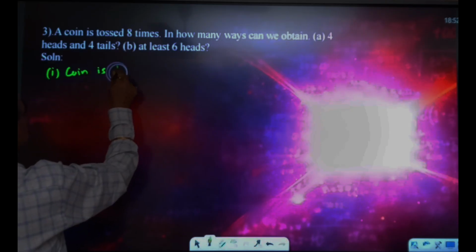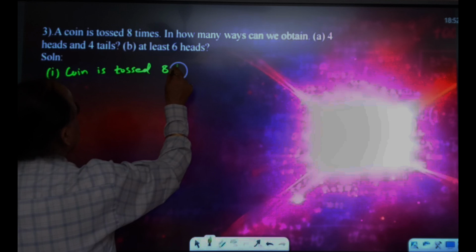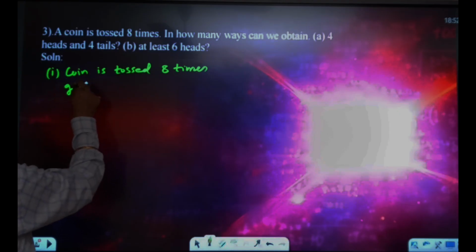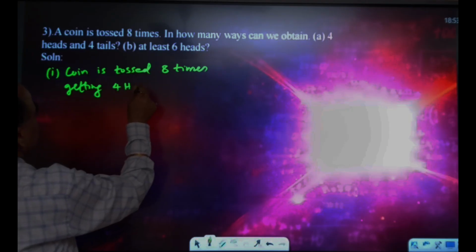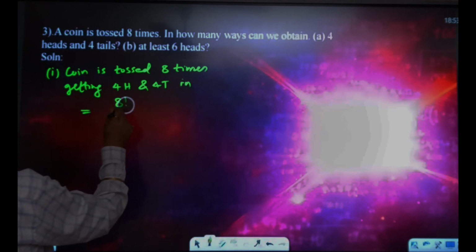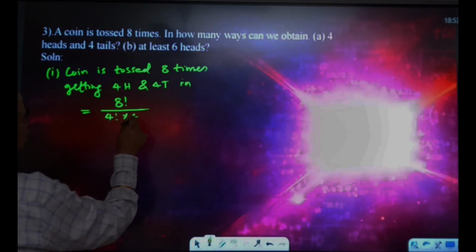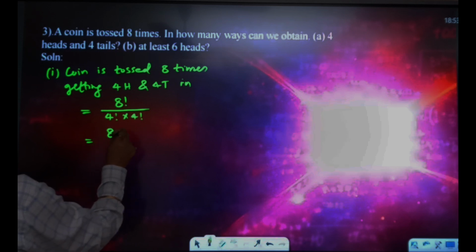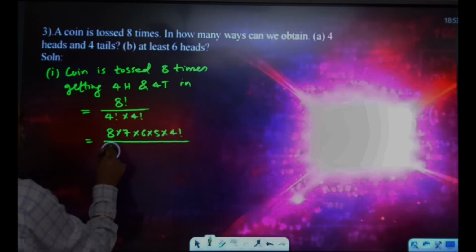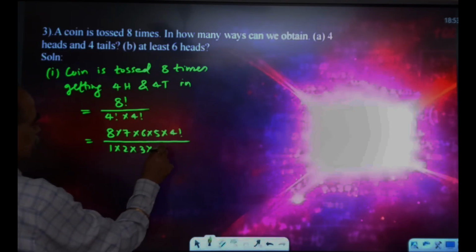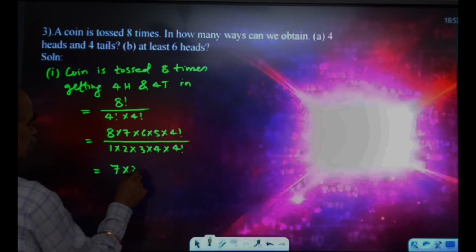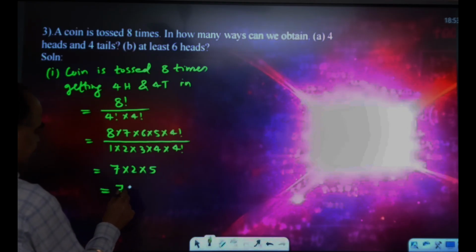Coin is tossed 8 times, getting 4 heads and 4 tails in 8 factorial divided by 4 factorial into 4 factorial. 8, 7, 6, 5 into 4 factorial divided by 1, 2, 3, 4 is 4 factorial into 4 factorial. 4 factorial cancel, 2 fours are 8 cancel, 3 twos are 6. So 7 into 2 into 5, 70 ways.